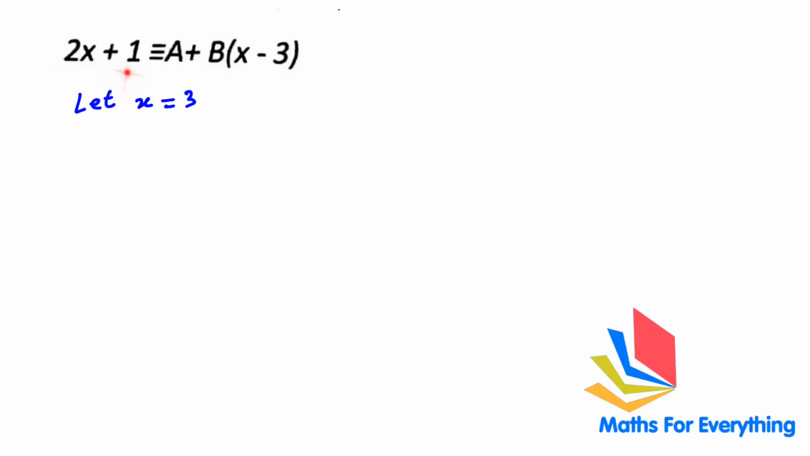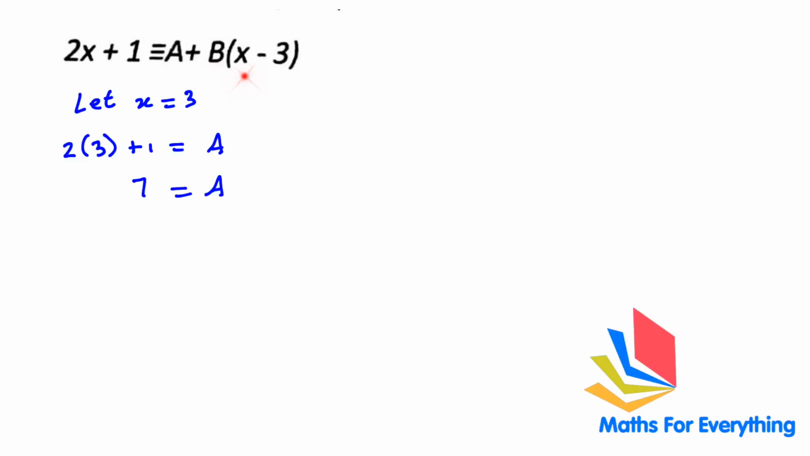Wherever there is x, we will substitute 3. 2 times the bracket of 3 plus 1 is equal to A, and we won't be using B because 3 minus 3 is 0. 0 multiplied by anything is 0. Therefore, B is cancelled. 7 is equal to A.